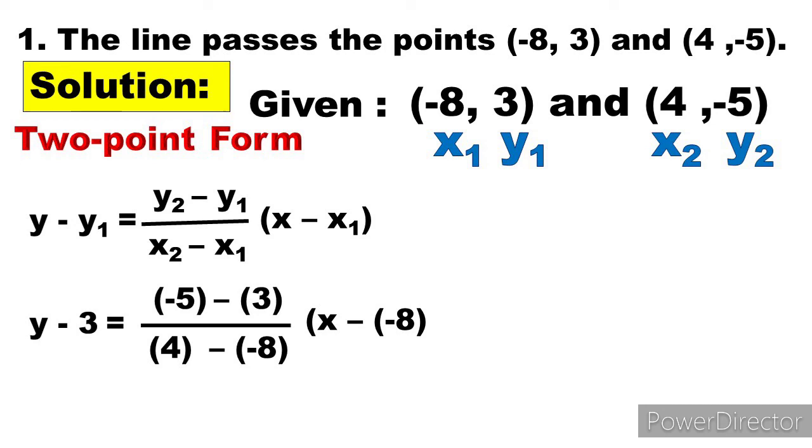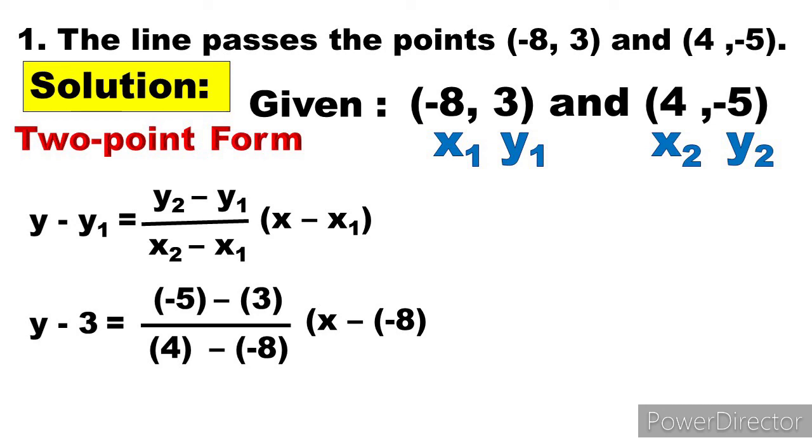Okay, so let's substitute. Una, i-rewrite natin ang y minus y sub 1. So, ang y sub 1 natin is 3 equals y sub 2. So, ang y sub 2 natin is negative 5. So, we write negative 5 minus ang y sub 1 natin ay 3. So, we have negative 5 minus 3 all over. Ang x sub 2 natin is 4 minus ang x sub 1 is negative 8. Okay, times the quantity of x minus x sub 1. So again, i-rewrite natin yung x minus, ang x sub 1 natin ay negative 8.